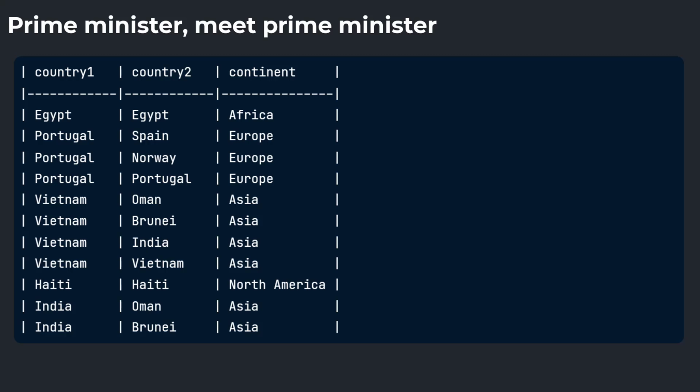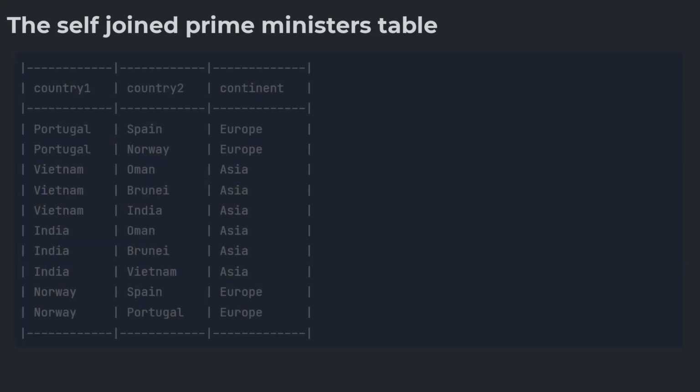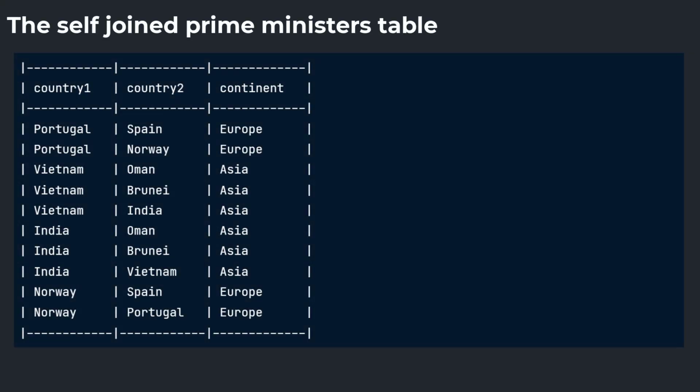Let's fix this. Recall the use of the IN clause to ensure multiple conditions are met in the ON clause. In our second condition, we use the not equal to operator to exclude records where the p1.country and p2.country fields are identical. Here's a look at our final table, showing combinations of countries in our database that are in the same continent, but excluding records where the two country fields are the same.